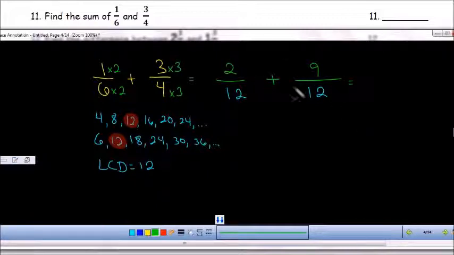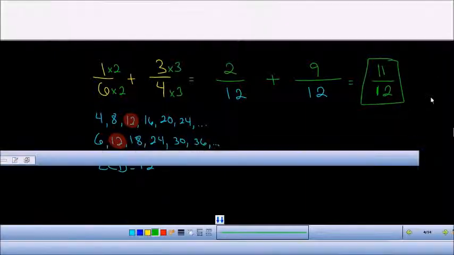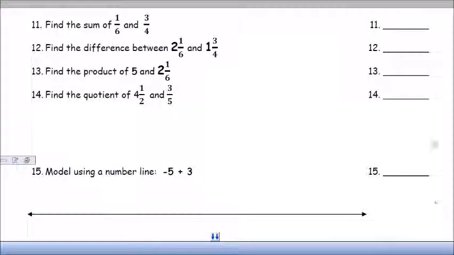Now I can go ahead and add. 2 plus 9, 11. All I have to do is add my numerators, and the denominator must stay the same. So 11 over 12 is my final answer. And I cannot simplify this anymore because 11 is a prime number and I cannot simplify a prime number. So 11/12 is my final answer, and I'm going to write that down in my space right here, and I'm done.